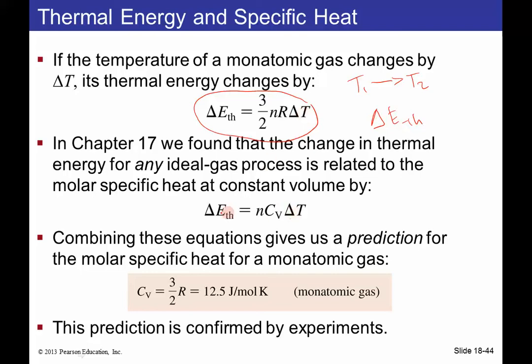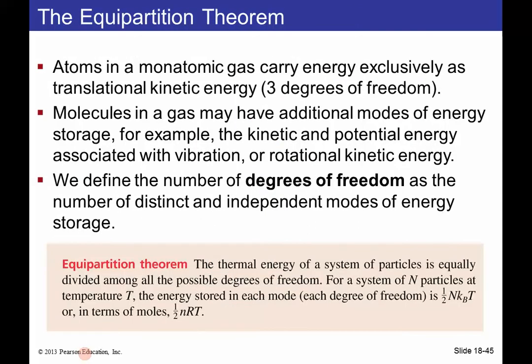Now, we've seen that this is also equal to n CV delta T. So therefore, we can relate these two quantities here and we say, well, CV then is 3/2 of R. And this is something that we can get from our theory. And if we go and do experiments and measure the specific heat of, say, argon, we're going to find that it has just this value. And this is a remarkable experimental fact.